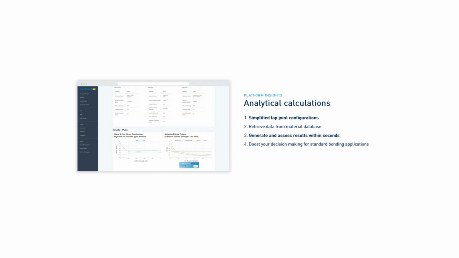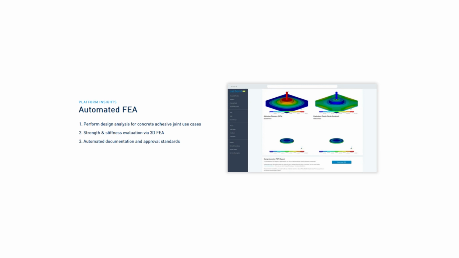Using the analytical toolbox, you can quickly perform analytical calculations to determine the stress distribution in the adhesive layer of a mechanically loaded single lap joint. The Auto FEA module lets you conduct a more detailed 3D analysis of standardized joint configurations, like a bonded stud, making use of the powerful finite element method.